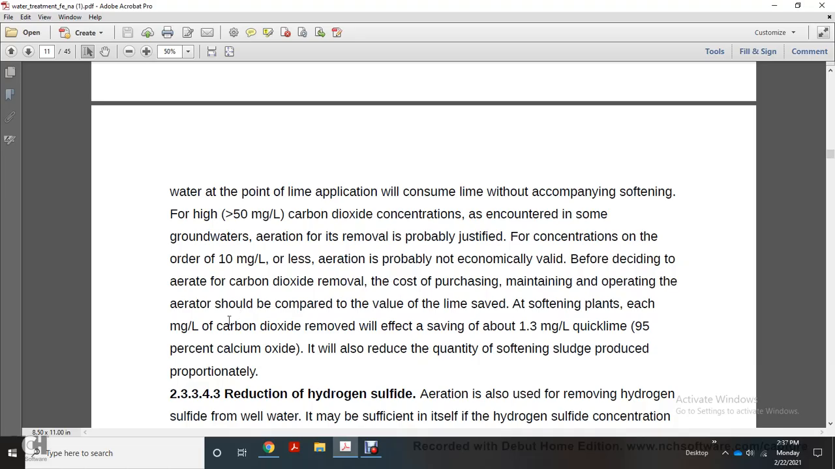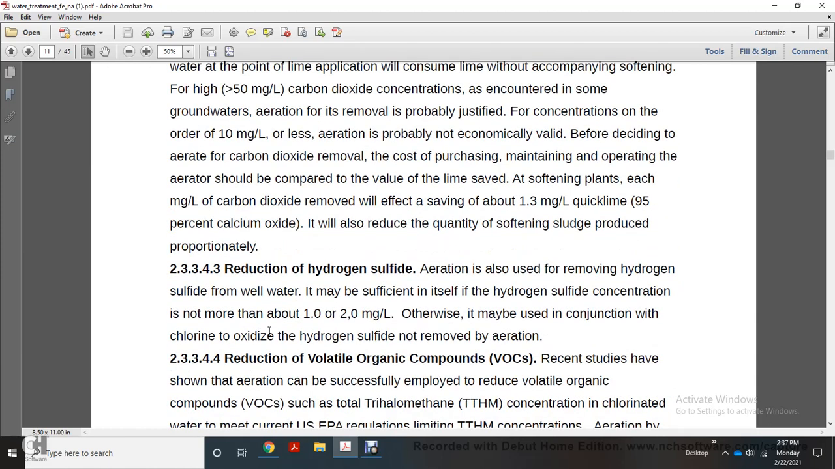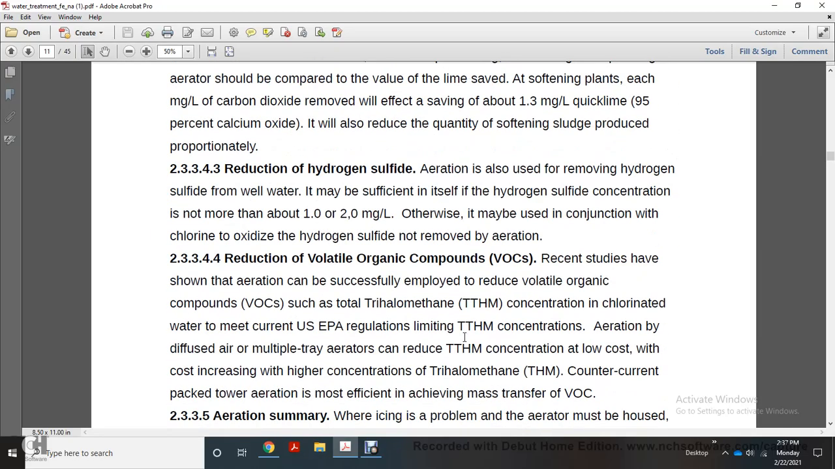In softening plants, each milligram per liter of carbon dioxide removal will affect the saving of about 1.3 milligrams per liter of quicklime, or 95% calcium oxide, which also reduces the quantity of softening sludge produced proportionally. Reduction of hydrogen sulfide. Aeration is used for the removal of hydrogen sulfide from raw water, and is most efficient with a hydrogen sulfide concentration not more than 1.0 to 2.0 milligrams per liter. Otherwise, it may be used in conjunction with chlorine dioxide for hydrogen sulfide not removed by aeration.